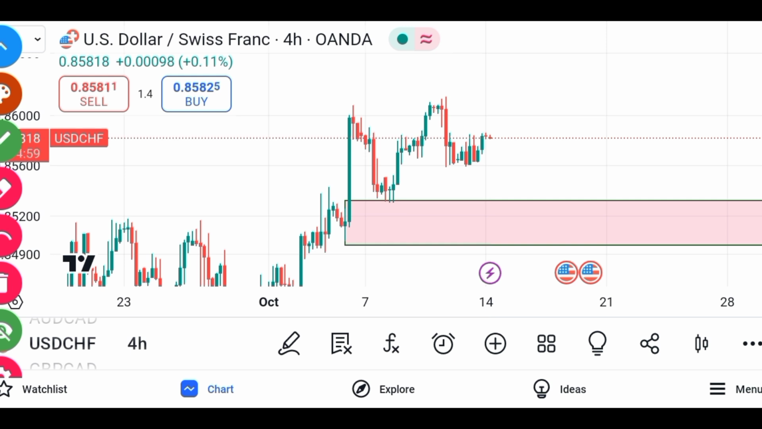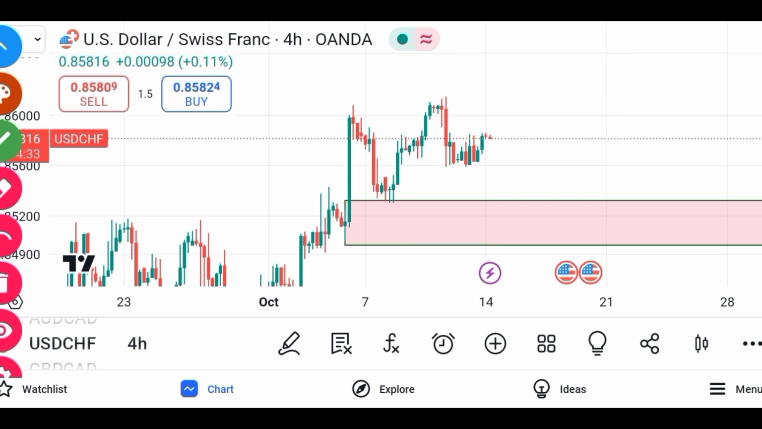Okay, was there a break of structure for us to call this portion an order block? Look at it and you see that, yes, there was a break of structure. The market broke structure to the upside. So the first one is checked. Do you get me? Now, secondly, was there a liquidity grab before this order block?